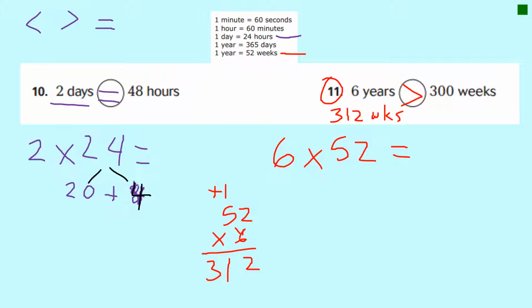Hey, and just a fun fact, here's another one you could have broken apart. 50 plus 2, right? What's 6 times 50? 6 times 5 is 30, plus a 0. 6 times 2 is 12. 312, right? All right. Let's keep going, you guys. You're doing great at time. Time is very pleasant.